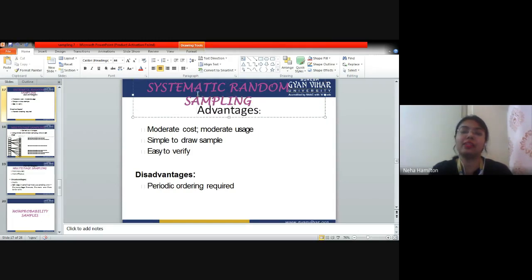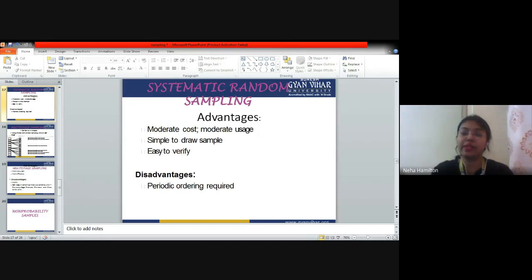Now let us understand the advantages of systematic random sampling. What are the advantages? The first advantage is moderate cost and moderate usage, simple to draw sample, and easy to verify. So, what is the basic advantage of random sampling? That the cost is moderate, right? Cost is moderate because we have divided the population into a systematized plan, and we are systematically taking the samples. So we have clarity in our mind, so it is a moderate cost. It will cost you moderately.